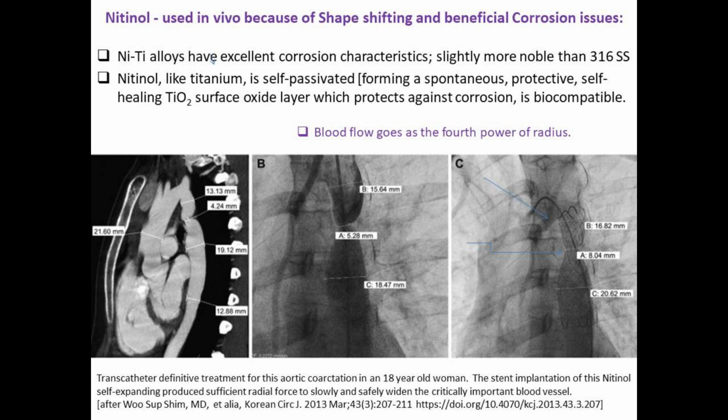corrosion and is biocompatible. For example, here you see on the left that there is a coarctation, that is a narrowing of the aorta of 4.2 millimeters in this young woman. By catheterization, a nitinol device was put into her aorta, and you can see on the right that when it is extended in size, because her blood is hotter than the operating room, the increase in radius went from 4 millimeters to 8 millimeters. That is quite a bit, because for Poiseuille flow, the blood flow through a vessel goes as the 4th power of the radius.